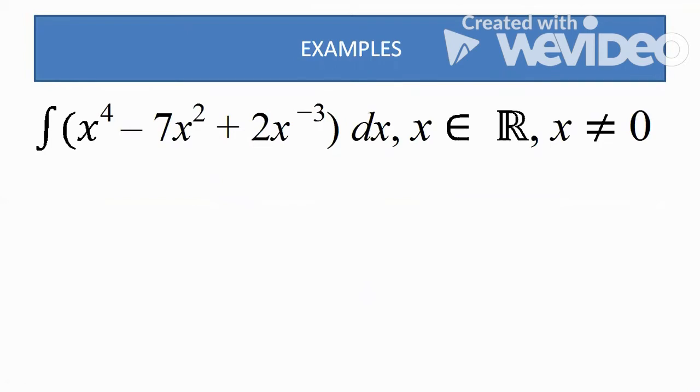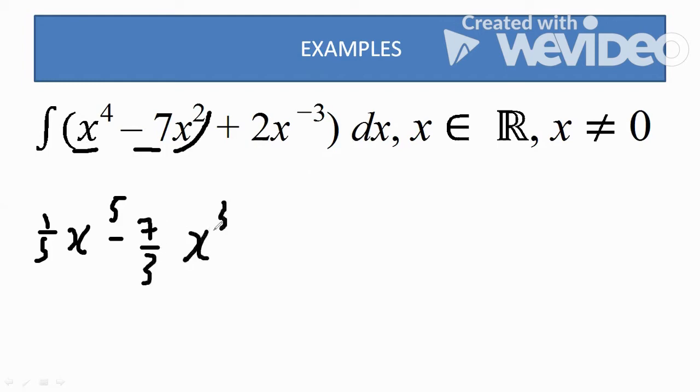What we're going to do is split up each term and integrate each term individually. So we have x to the 4, so that's going to be 1/5 x to the fifth. But here, if we ignore the negative 7 and just look at the x squared, we would have gotten 1/3 x cubed. But because we have negative 7, it's going to be negative 7 times 1/3, which is negative 7 over 3 x to the third power.